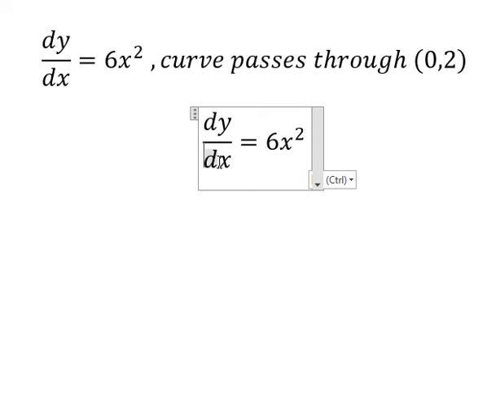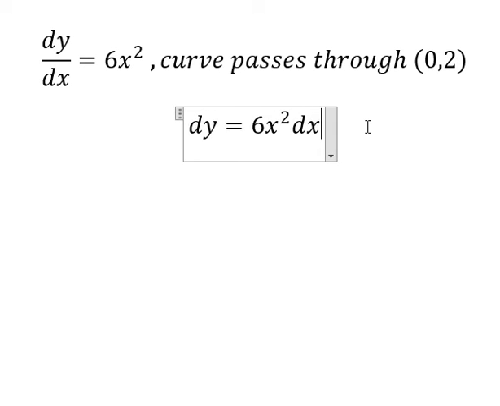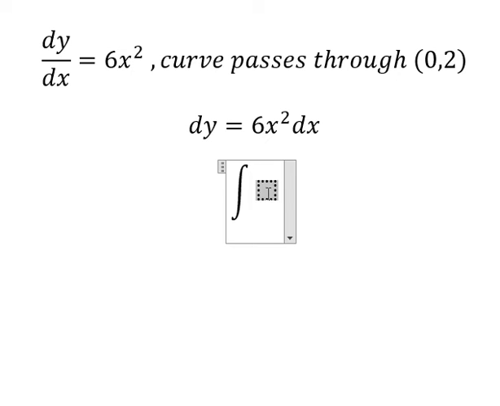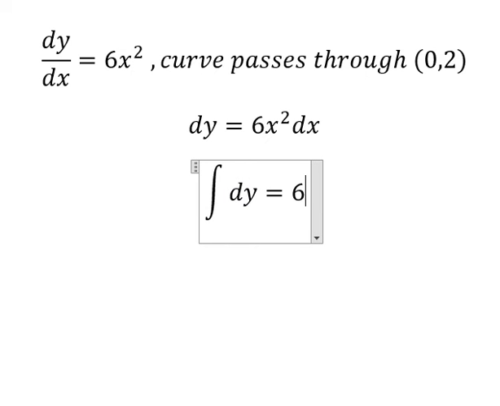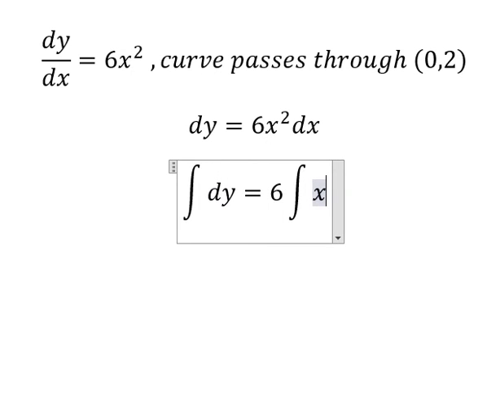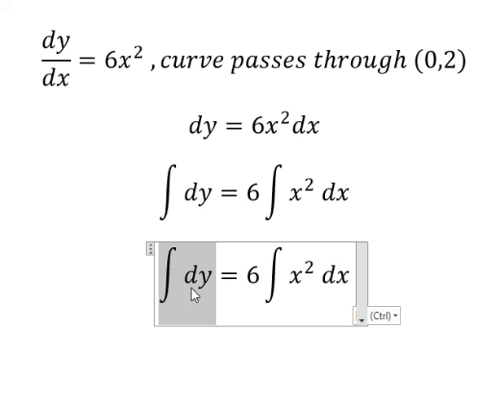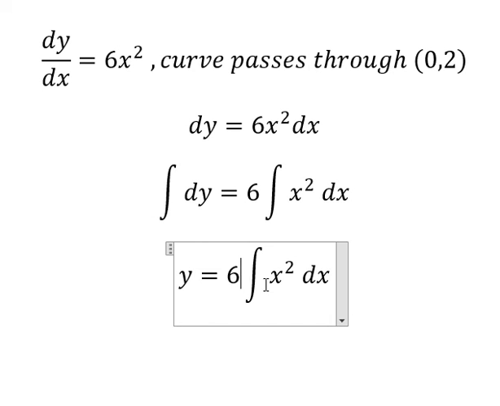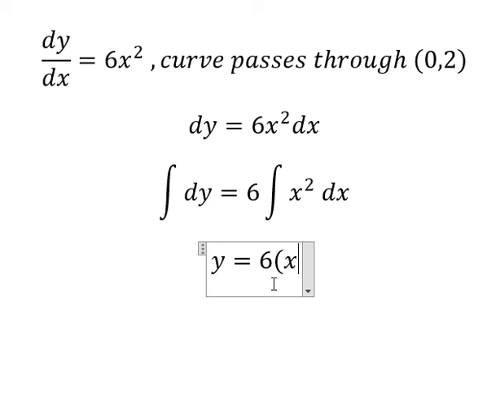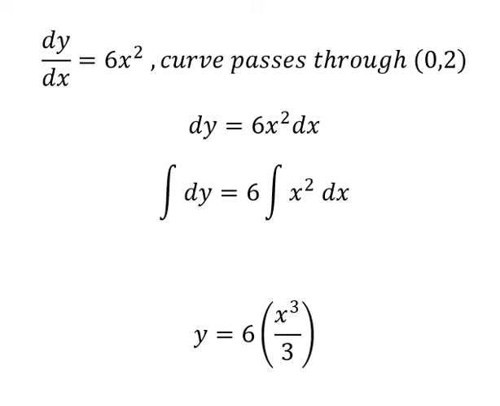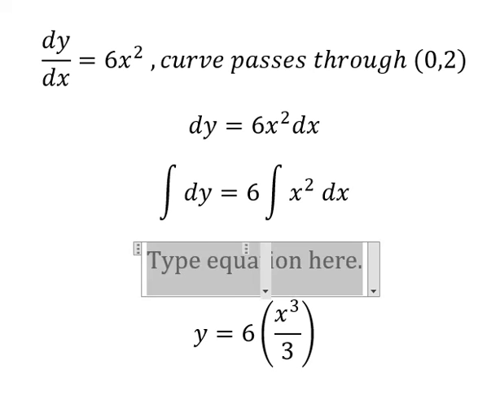I will put the s go to the right. Next, we put the integration for both sides. So this one we have y. This one we have s to the power of 3 over 3 because we have the formula in here.